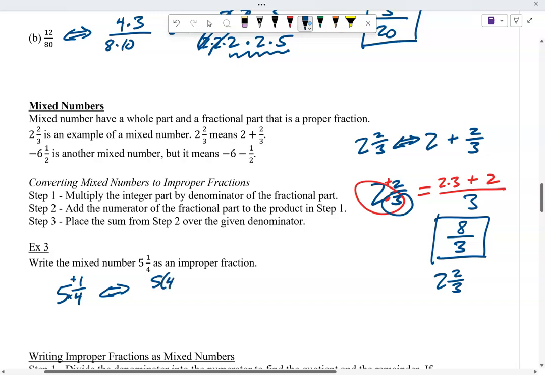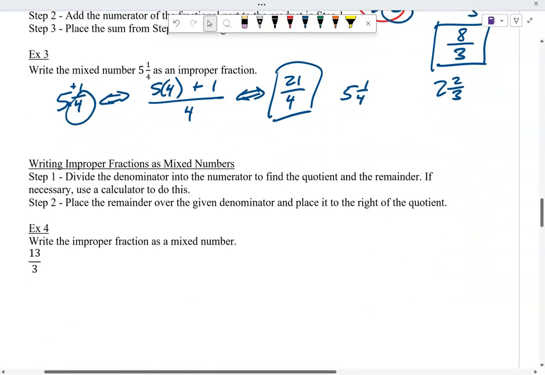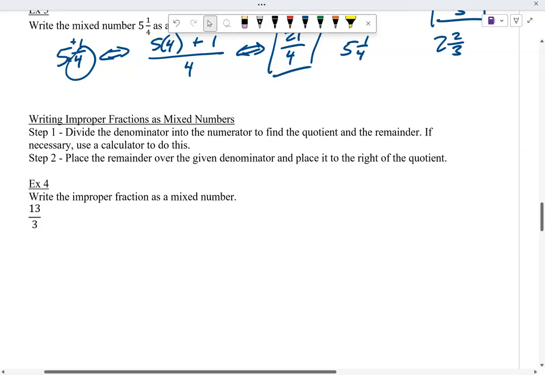5 times 4 plus the 1 on the top, and then put it all over the 4. And so this ends up being 20 plus 1 is 21/4. 21/4 is the same as 5 and 1/4. Right, that's 21/4. Now let's go ahead and do an improper fraction to a mixed number.